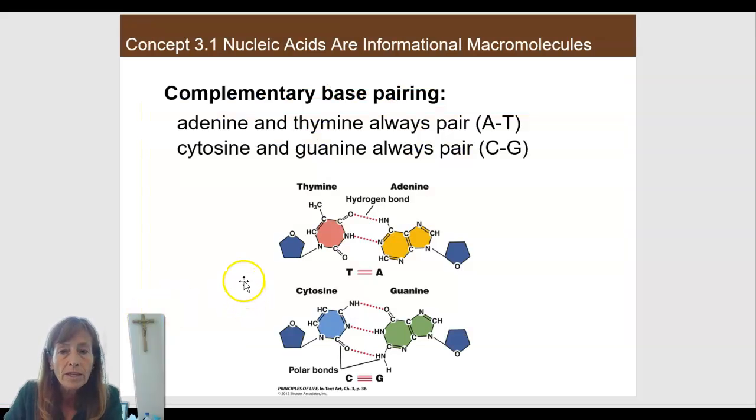So when they come together, especially when we're looking at DNA, what we're going to see is that the information is within the patterns of these pairings of the bases. So adenine to thymine, cytosine to guanine, so A to T, C to G. These always pair together when it's going to be a double-stranded molecule. That's called complementary base pairing.